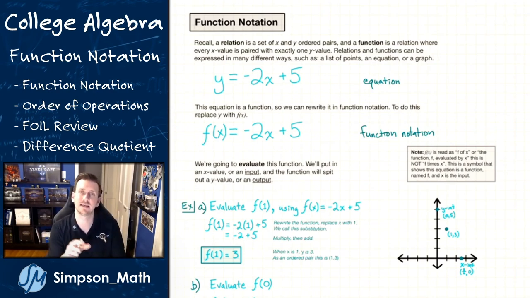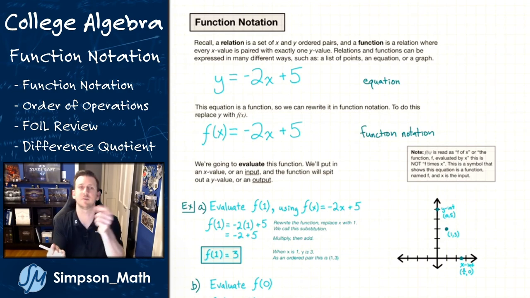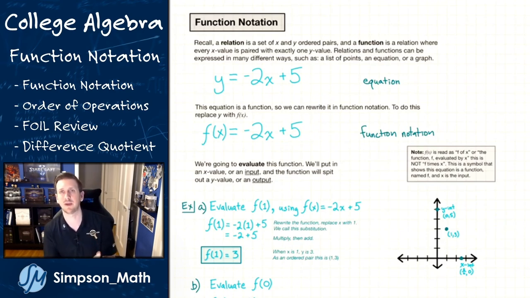So a relation is a set of x and y ordered pairs. When you think relation, think relationship. There's nothing really special going on. It's just that this x is paired with that y, this x paired with that y, so on and so forth. You can see these as a list of points. You can make a graph out of them. You can have maybe even equations. It's just a set of x and y ordered pairs.